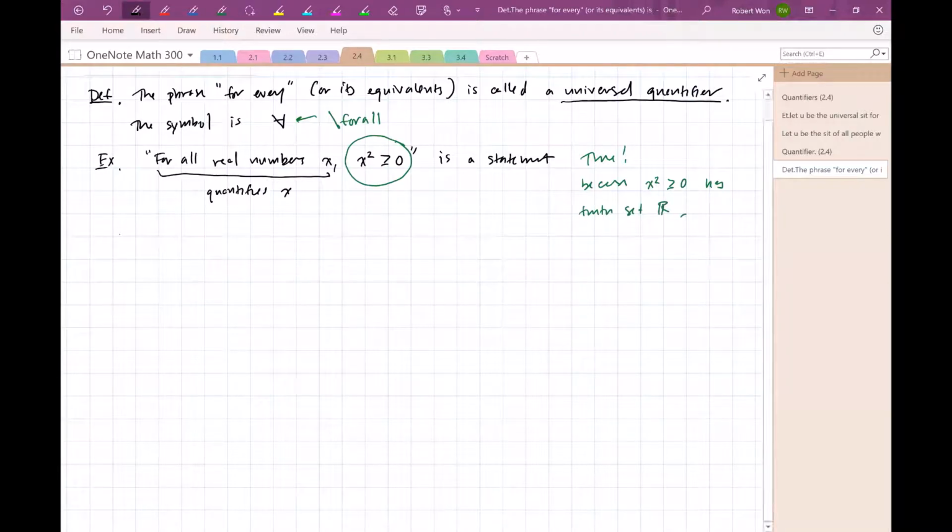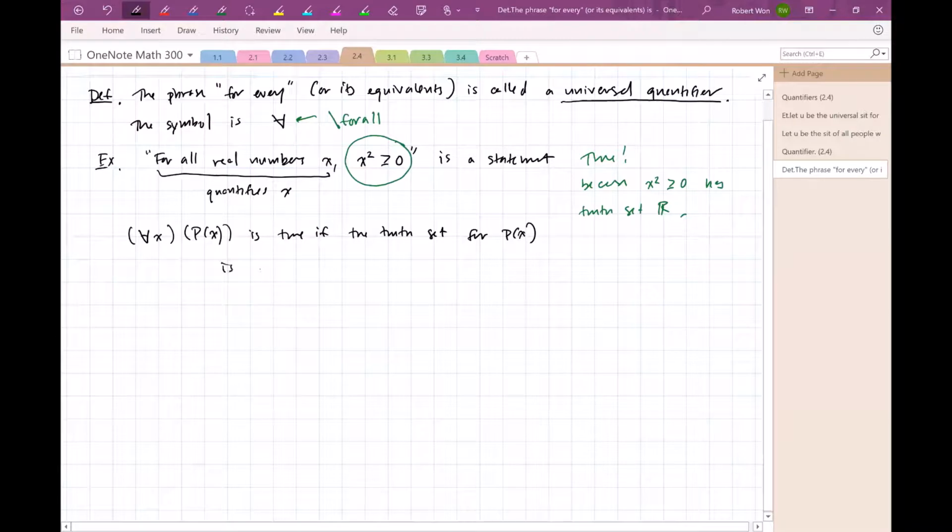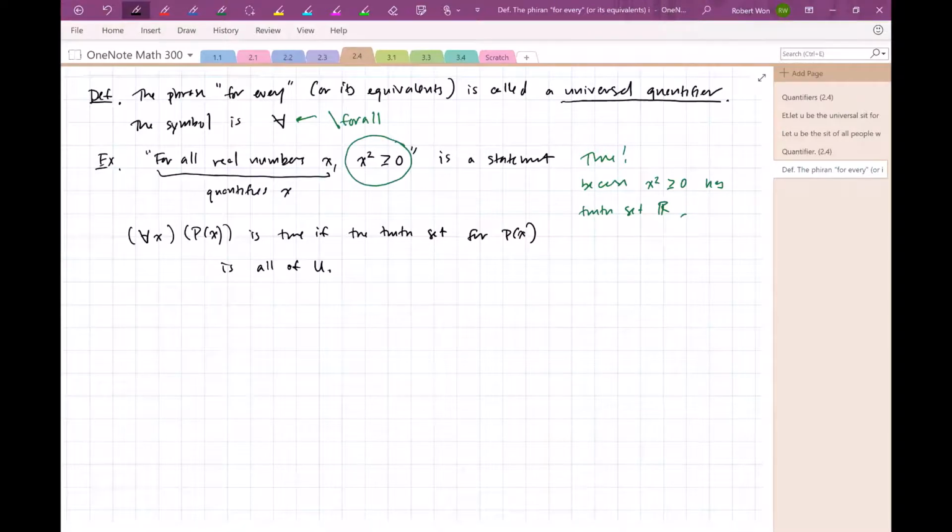Right, so let me write this in notation like this. For all x, p of x is true if the truth set for this predicate, for this open sentence p of x, is all of u. And that's really what you mean. If you say for every real number x, x squared is greater than or equal to 0, what you mean is the truth set for x squared is greater than or equal to 0 is every real number.